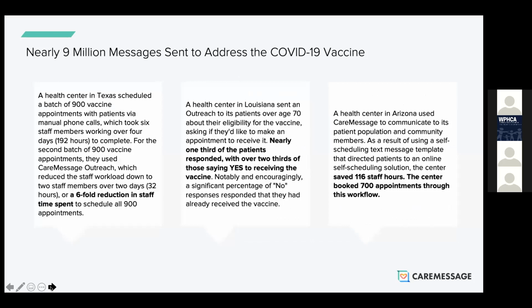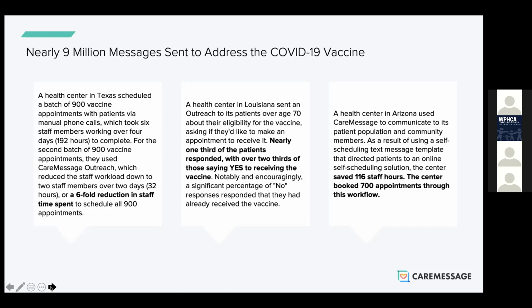And just because data is important, I just wanted to quickly highlight 3 FQHCs that I thought had some interesting data points. There's an FQHC in Texas that had about 900 vaccines to schedule. It took 6 staff members 4 days to complete. And so for the second batch, they decided to use CareMessage for that 900, and they did it through outreach, and it only took 2 staff members 2 days. So look at that huge time savings.